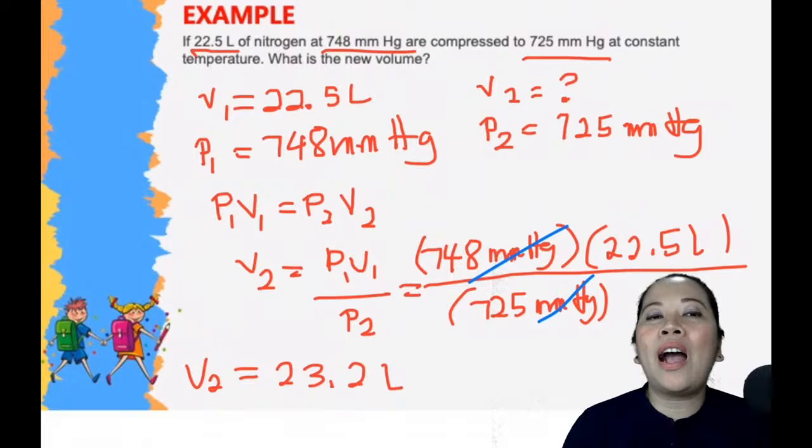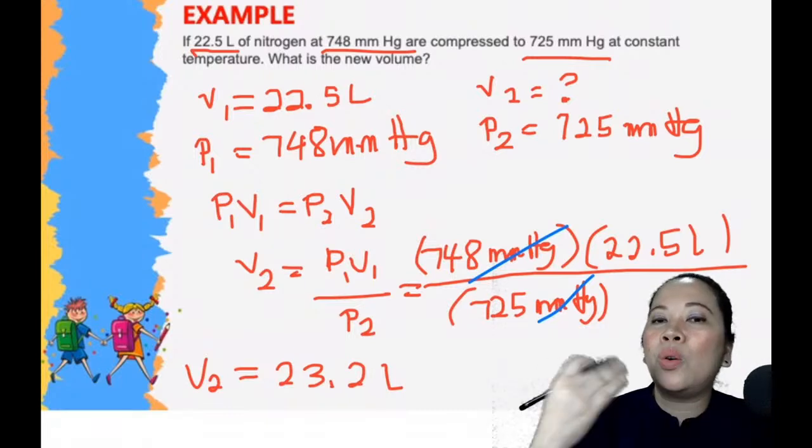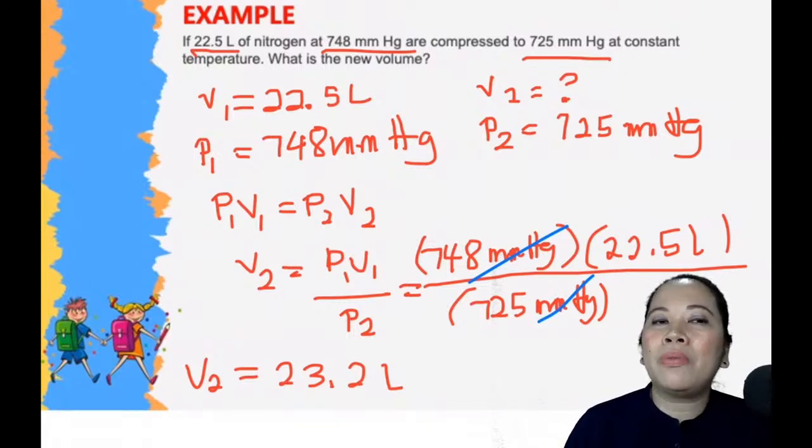So that's how easy it is to solve gas laws. All you need to do is remember that temperature is the only one that's being divided. The rest is being multiplied. So pressure times volume, pressure divided by temperature, volume divided by temperature.